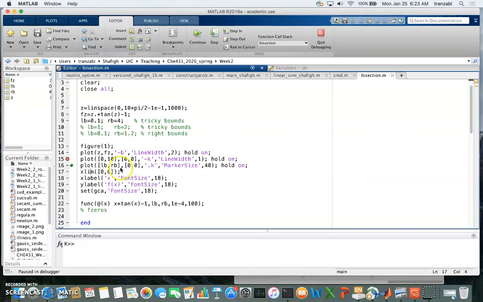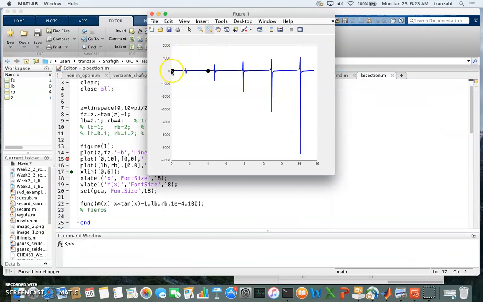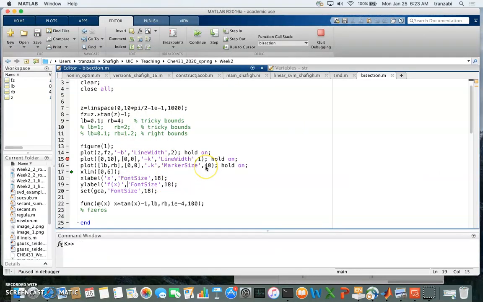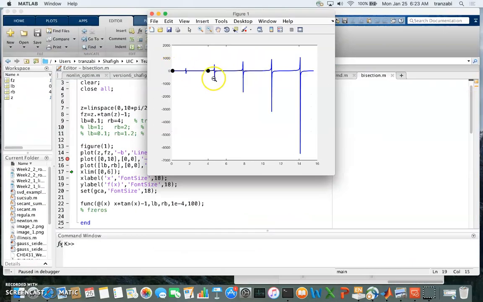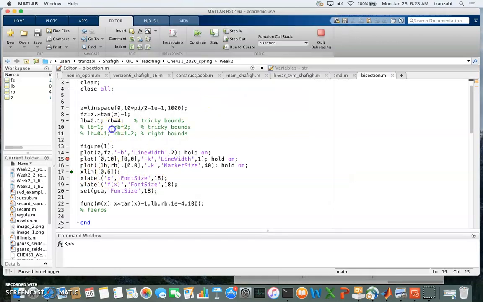So I'm going to plot two dots, one at left bound and y equals 0, and the other at right bound and 0. So here it is. We have two points with the size of 40. And I'm going to focus between these two to find the root. So I'm going to limit my x from 0 to 6.